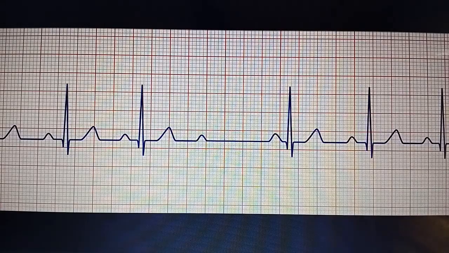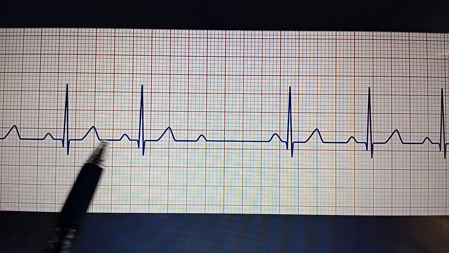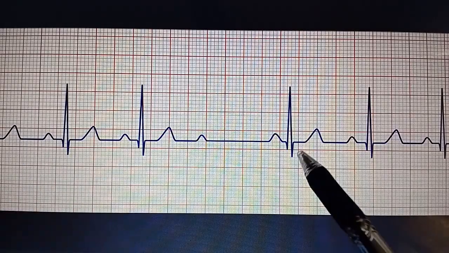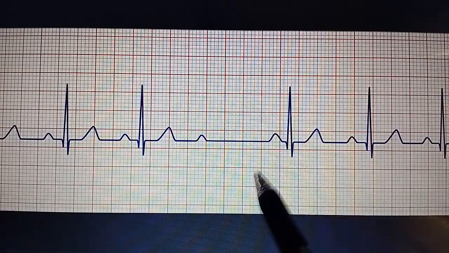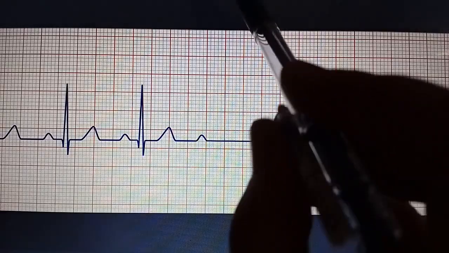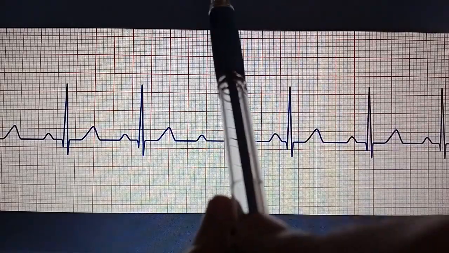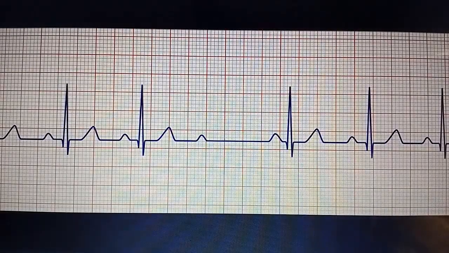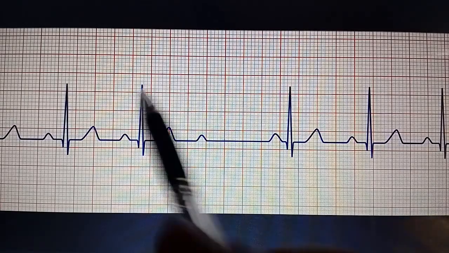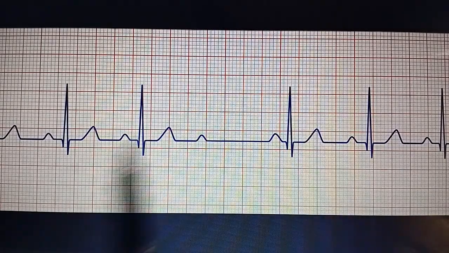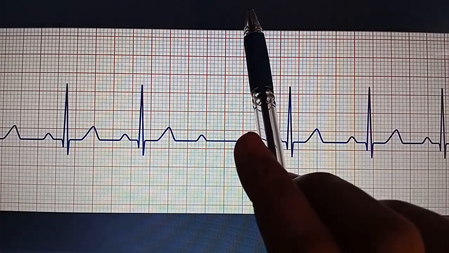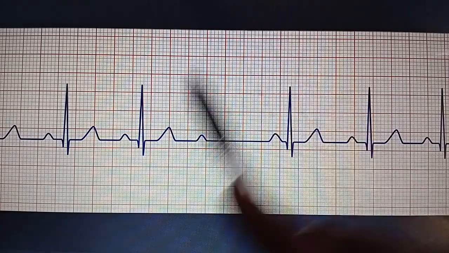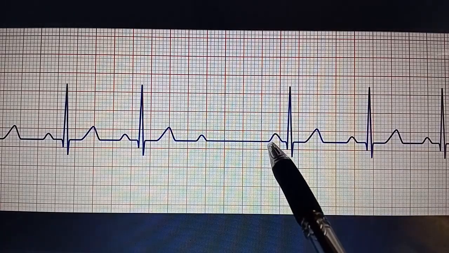And then we have the Mobitz type 2, in which the PR interval is constant, but there is the drop of QRS complex randomly. So we can differentiate Mobitz type 2 from the first degree heart block in that in both of them there is PR interval prolongation and the PR is constant, but there is no drop of QRS complex in the first degree, while in the Mobitz type 2 there is the drop of QRS complex.